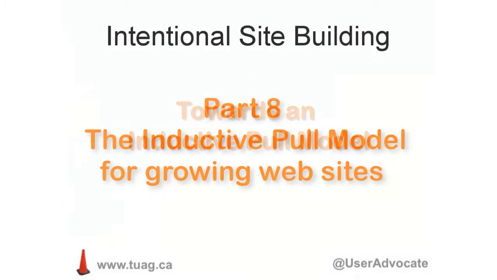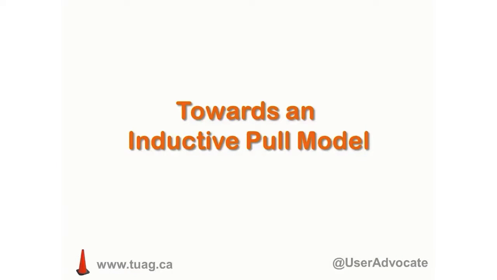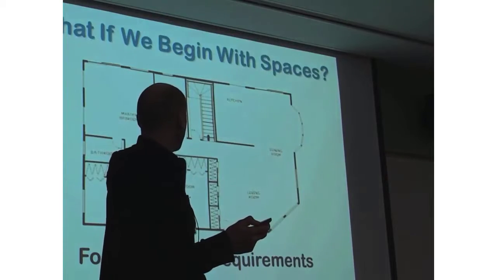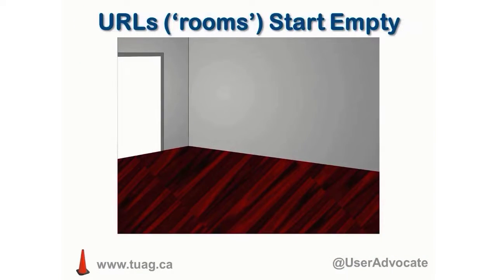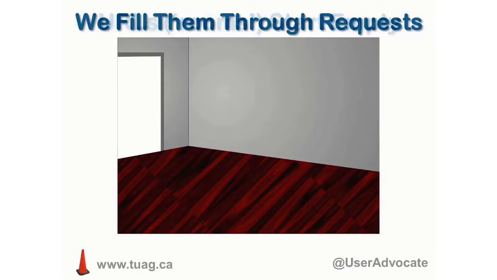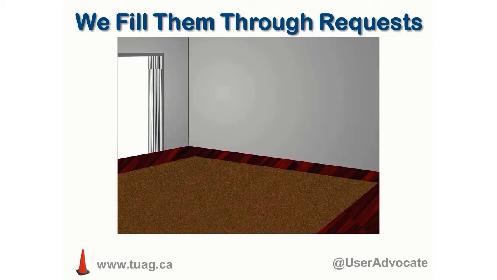So all that leads me to think about what I call an inductive pull model. So let's look at it the other way around. What if we built the spaces before we bring in the furniture? This is how I would see it happening. We do it through requests.